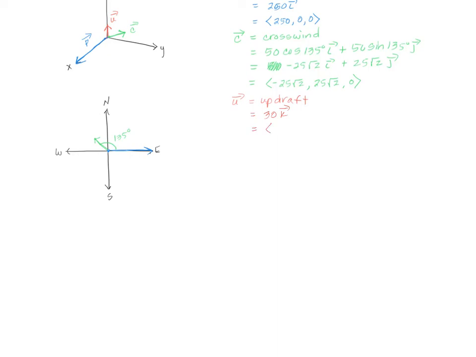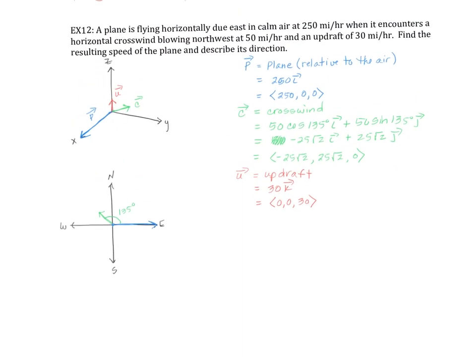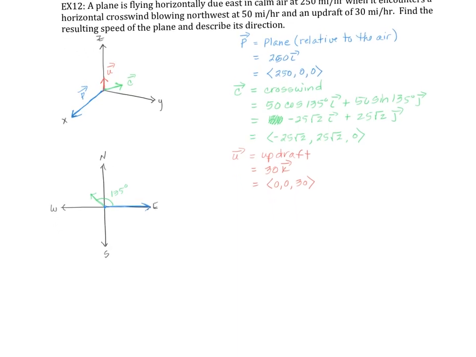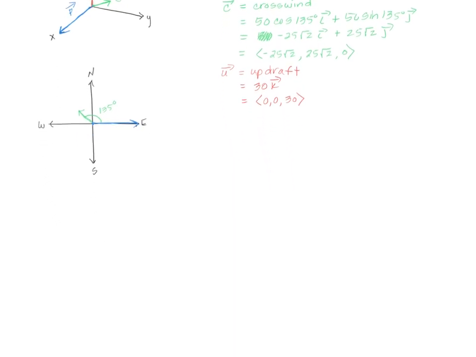or 0, 0, 30. All right, so I got all this down. Now the question is to find the resulting speed of the plane and then describe its direction. So the resulting speed, when I say resulting, it means the speed of the plane with the crosswind and the updraft affecting it.